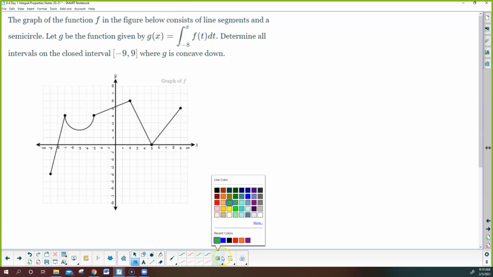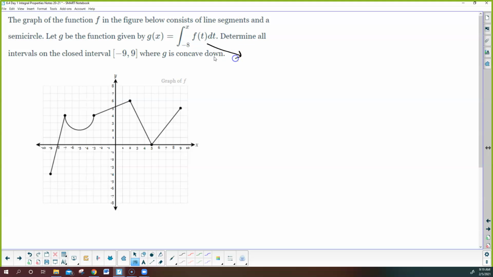Let's look at, we can probably do one more for sure. So this problem is asking us to determine where g is concave down. So if I'm going to do when g is concave down, I know the second derivative must be negative. So I have to just do the same work we did, and we have to figure out how this graph that we're looking at relates to the second derivative.